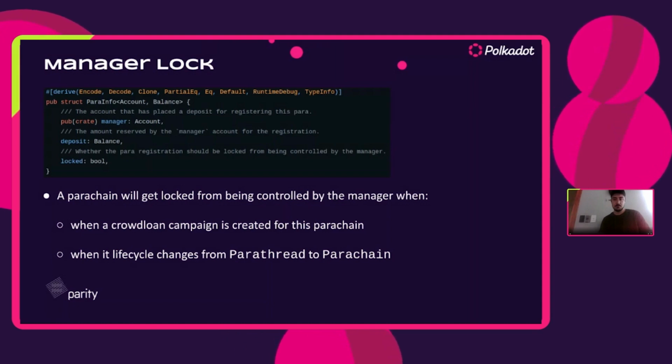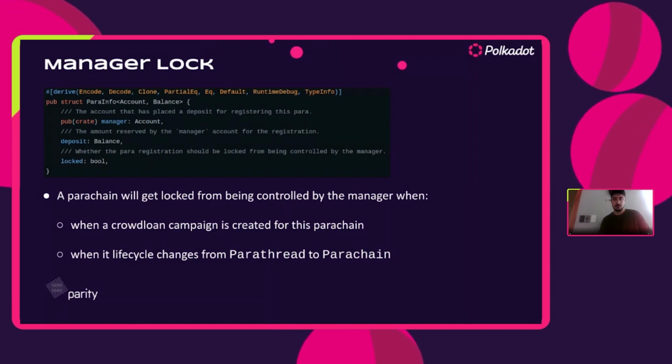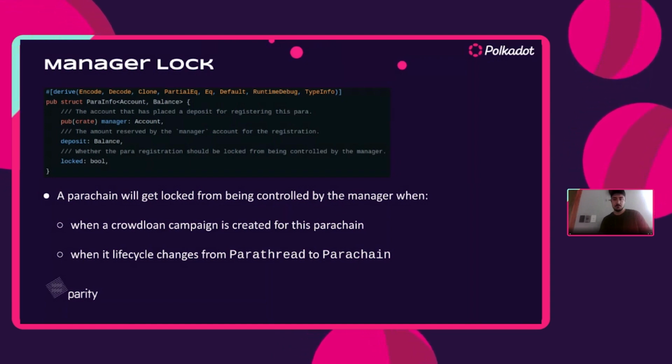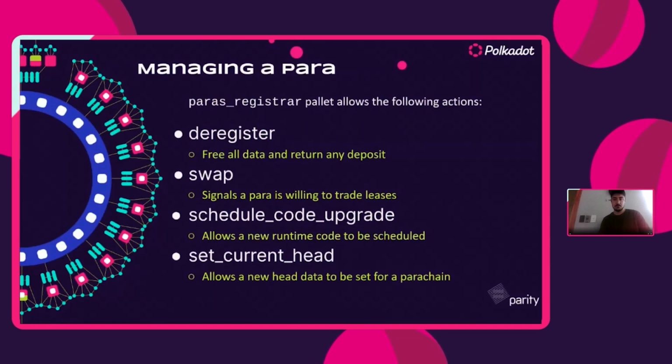And from there on, if the validation function needs to be changed, then there are runtime upgrades and so on, right? Okay, this is important, and I wanted to mention it. And with this information, let's jump to the next slide, which is about managing a parachain, right?